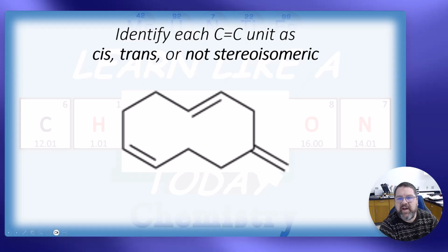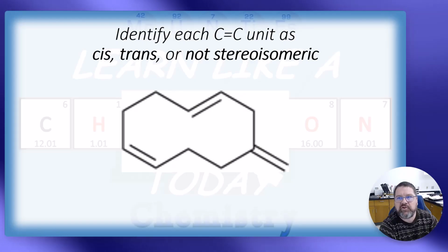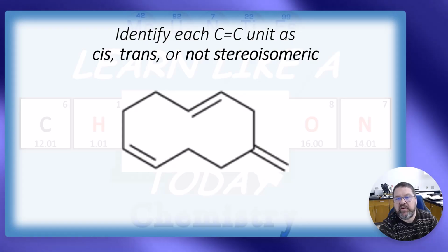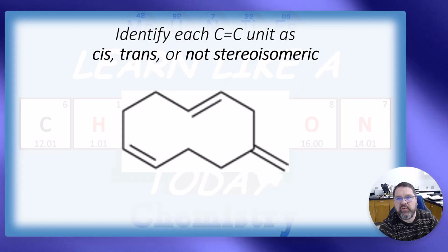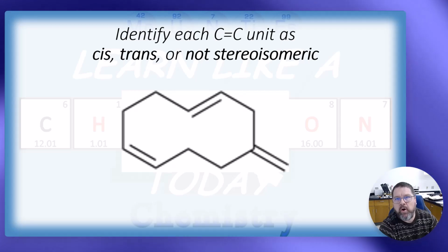So if we take a look at this example, we can see that there are 3 different double bonds in this structure. And so we want to be able to analyze each double bond and determine, is it in a cis arrangement, a trans arrangement, or is it not even a stereoisomer at all?